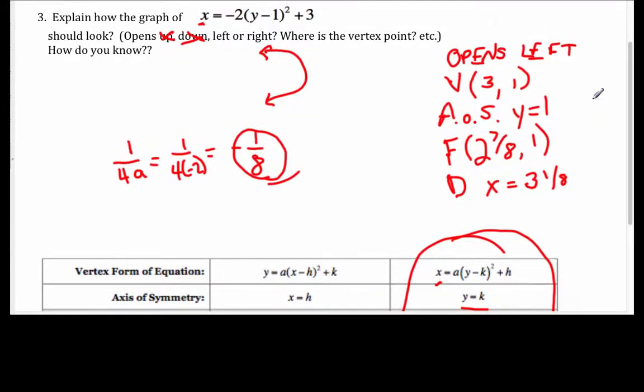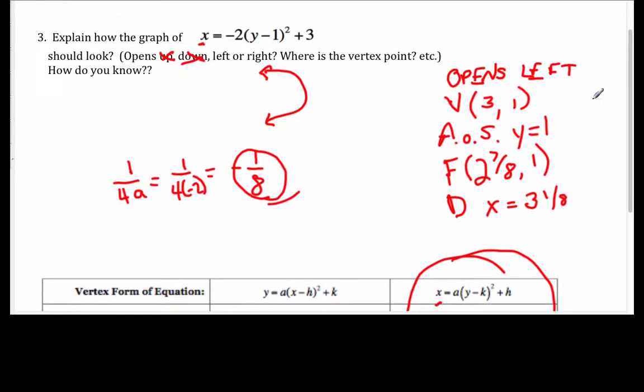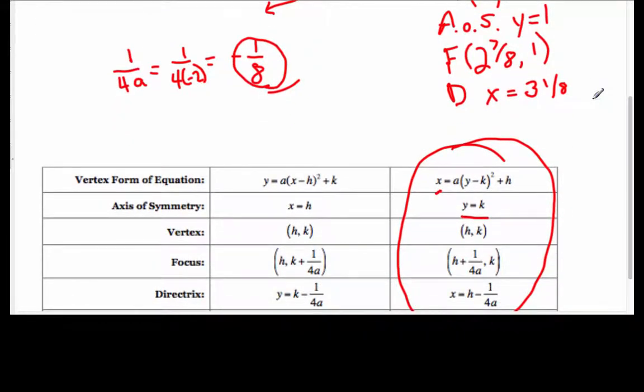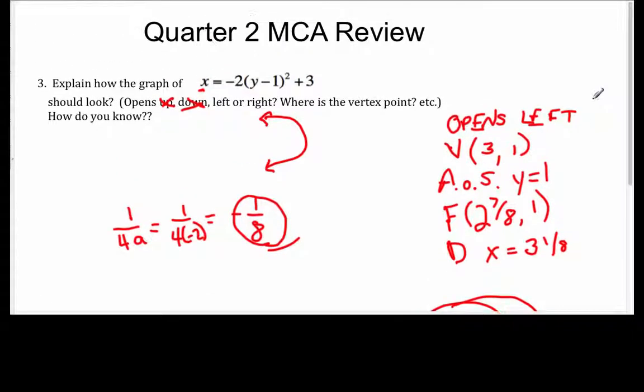All right, so now I have all the information for this particular graph, how it should look, what direction it opens. It doesn't ask me to graph it, so I'm not too concerned about that, but how should it look? Well, it's going to open to the left. The vertex point is at 3, 1. I can find out all the other pieces based on the wonderful chart that we have down here, and I'm good to go. All right, there's number 3. Done.